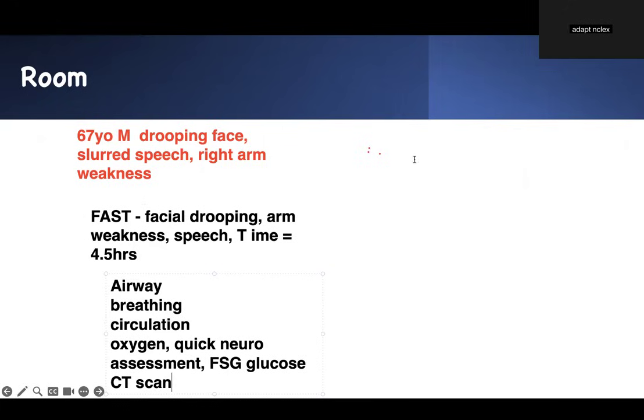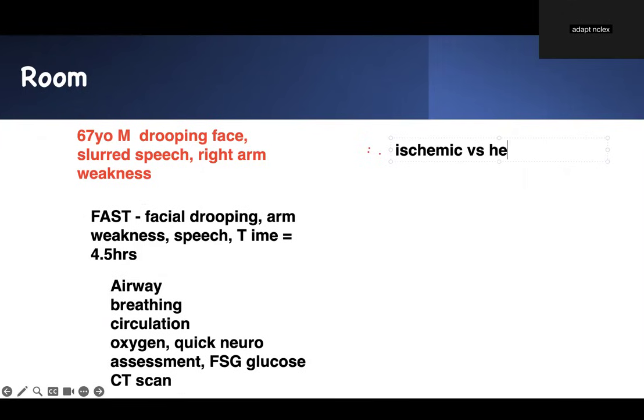This is the key. Why are we getting a CT scan? Because we want to distinguish whether this is ischemic versus hemorrhagic stroke. If it is ischemic, you get the TPA. What is ischemic stroke? No blood. That means there's a blockage, less blood going to a portion of the brain. What is hemorrhagic? Too much blood. That means the vessel perforated and there's blood in the brain, an intraparenchymal hemorrhage.